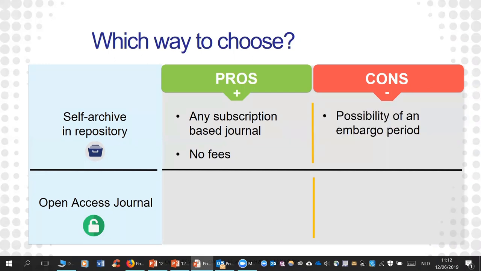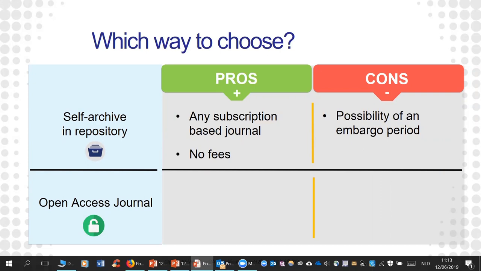But the cons are that there is always a possibility that your publisher imposes an embargo period on the time in which you can make your article open access. For example, they can say you have to wait 6 months before you can provide open access through a repository.